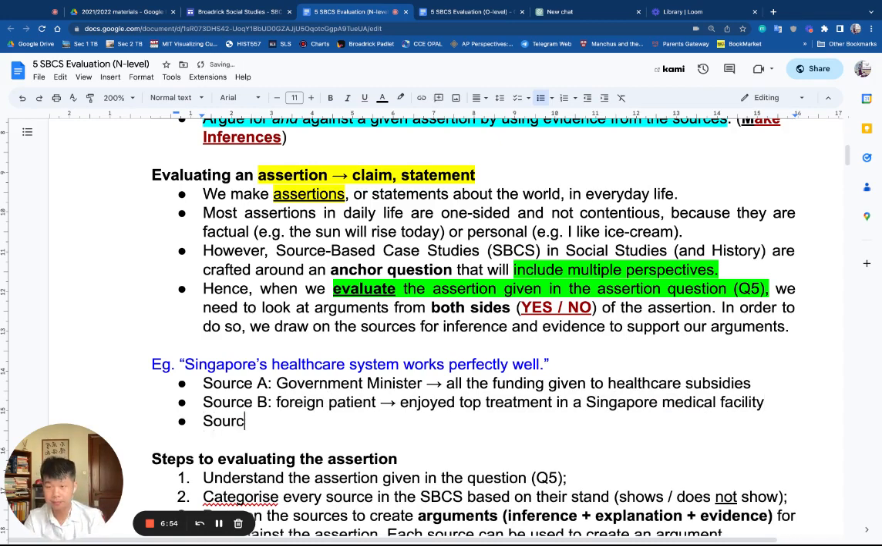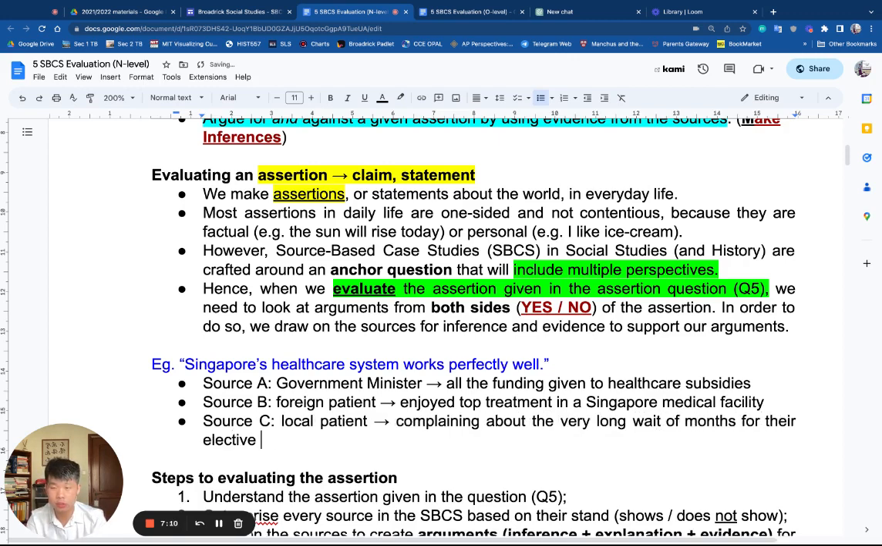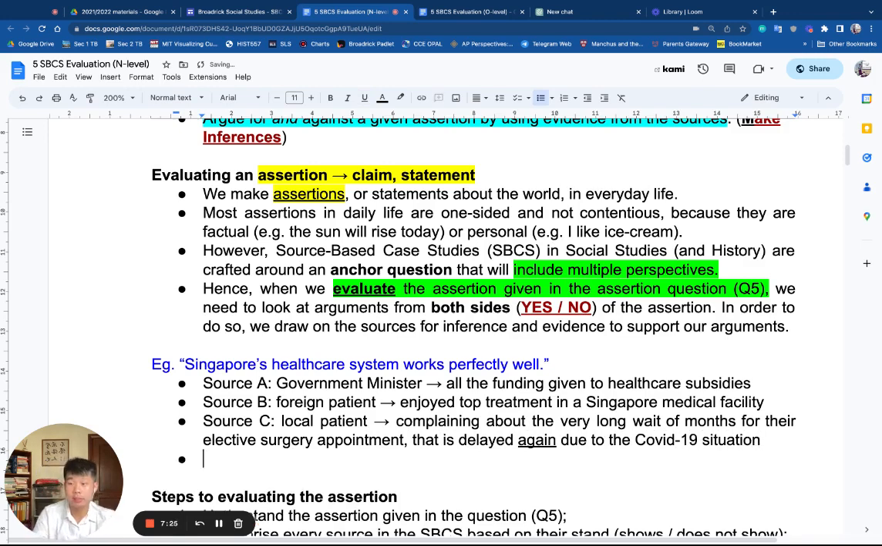Source C could be a local patient, imagine complaining about the very long wait of months for their elective surgery appointment that is delayed again due to the COVID-19 situation. You could really imagine now this case study coming out, right?